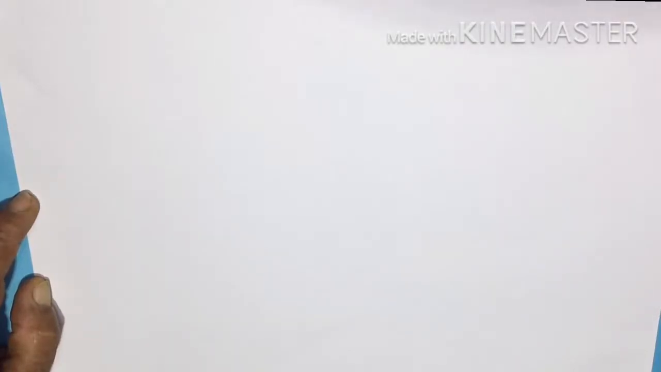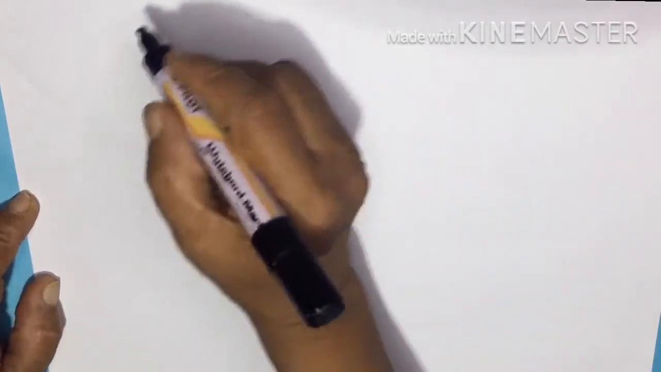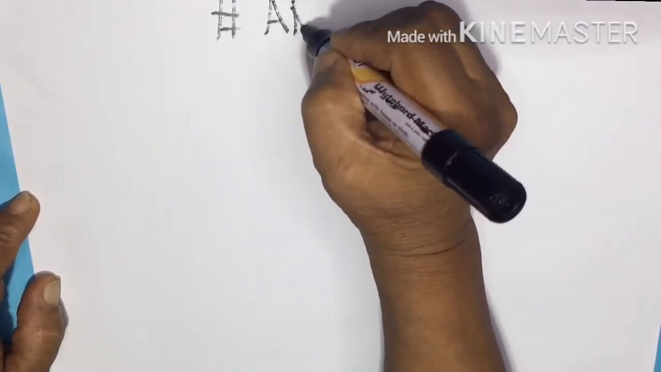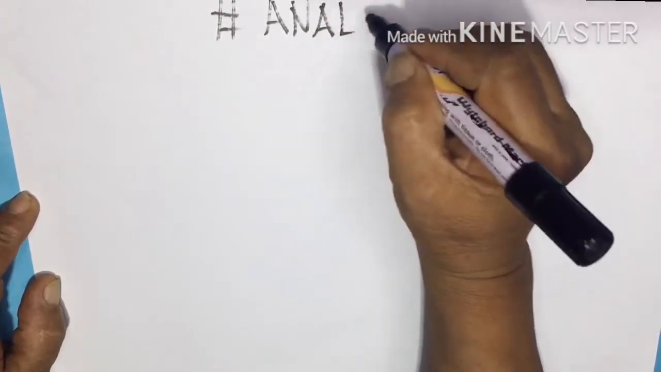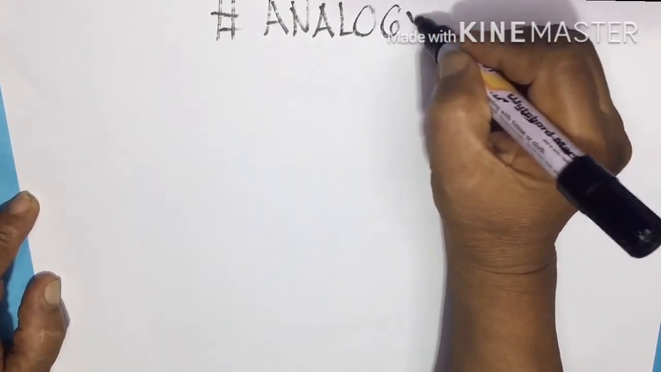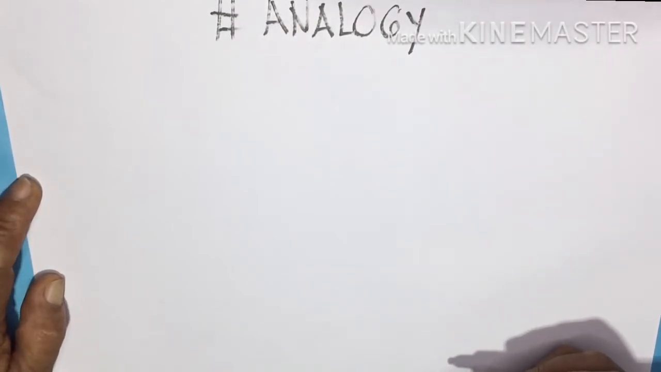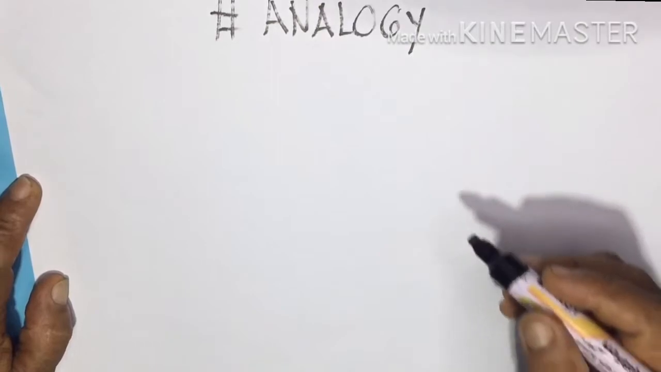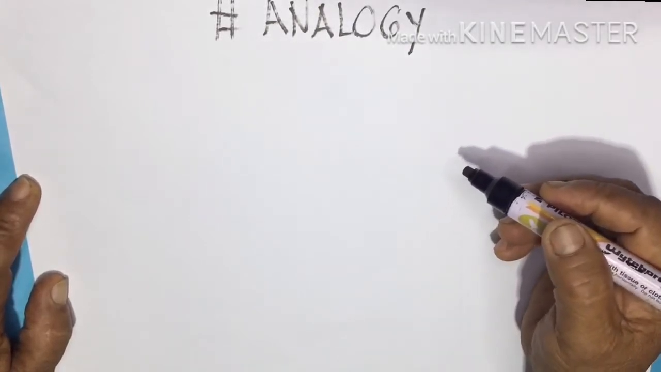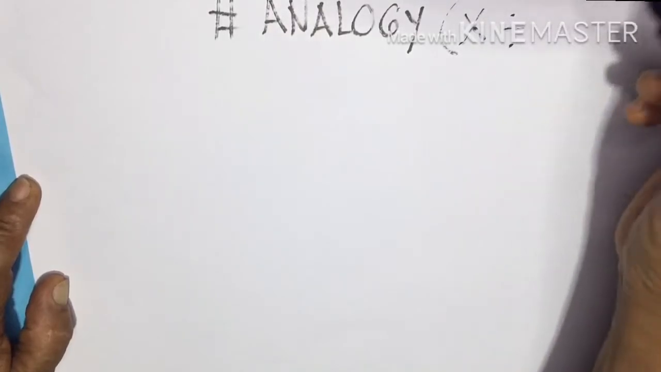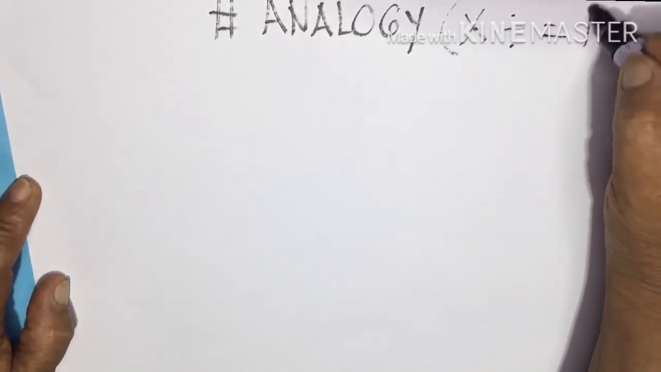Now we will start number analogy. Number analogy involves ratio and proportion, and the mathematical operations that can be applied are multiplication, division, equals, and reciprocal.